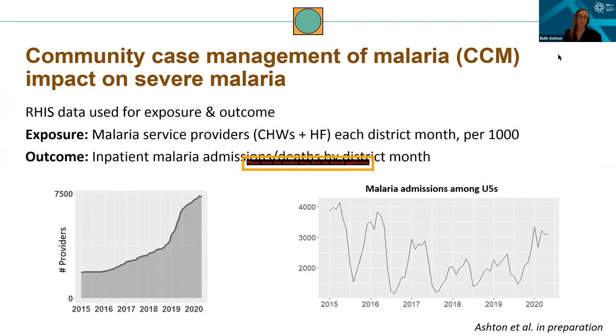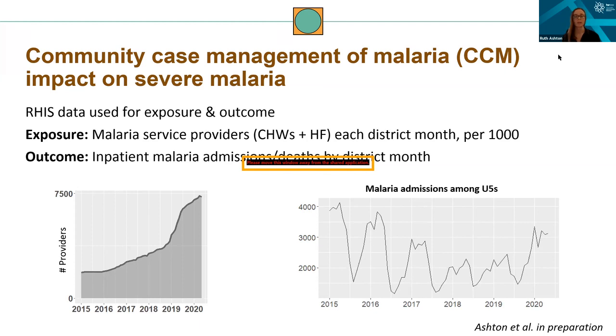So for this analysis, we were able to use routine health information system, both to define our exposure variable and for our outcome variable. So for our exposure, we're interested in looking at the number of malaria service providers per 1,000 population. And this is a combination of community health workers as well as the existing health facility infrastructure.